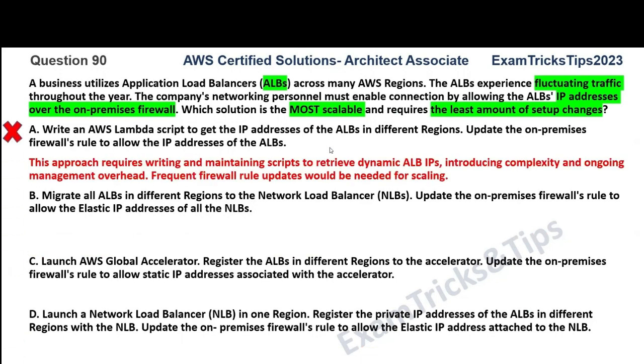The second option says let's migrate all ALBs in different regions to network load balancers, and update the on-premises firewall rules to allow elastic IP addresses of all NLBs. Now we do not want to do a lot of changes, and this option says migrate all ALBs to NLBs. That may not be feasible and desirable depending on the application's requirements. Additionally, managing elastic IPs on the NLBs in different regions will definitely add complexity. I believe we should have a better solution, something purpose-built for this kind of situation. But we rule this option out right now.